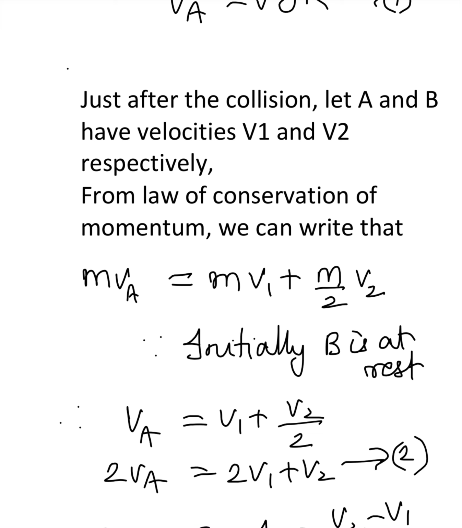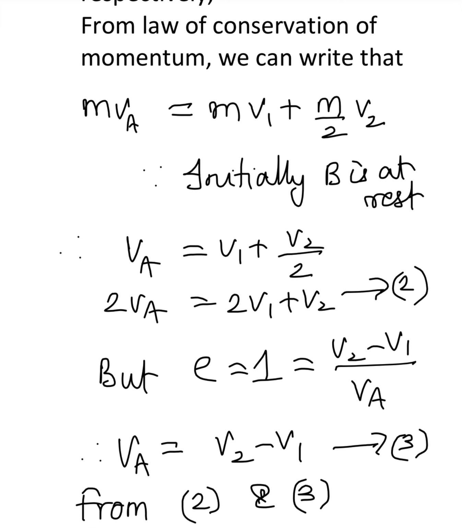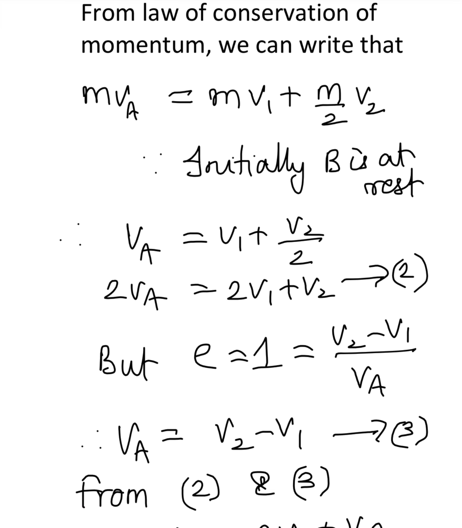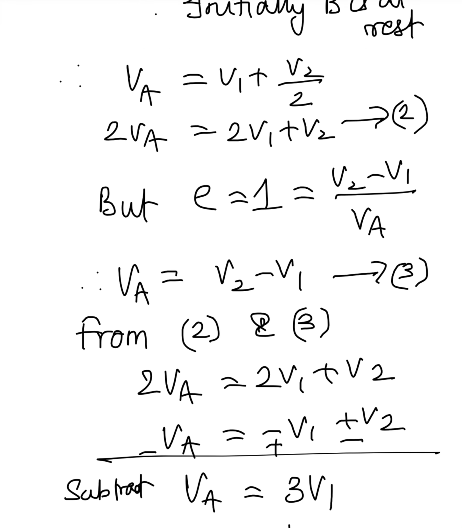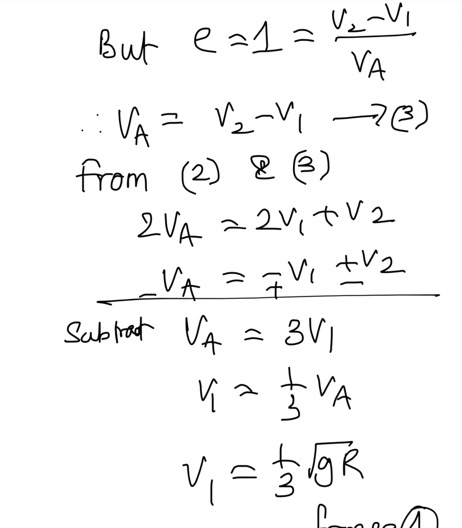Now, after hitting, let us assume A and B have velocities v1 and v2. Then from law of conservation of momentum, m vA is equal to m v1 plus m by 2 v2. Initially, B is at rest. We will get 2vA is equal to 2v1 plus v2. But e is equal to 1. e means coefficient of restitution, which is equal to v2 minus v1 by vA. Therefore, vA is equal to v2 minus v1.